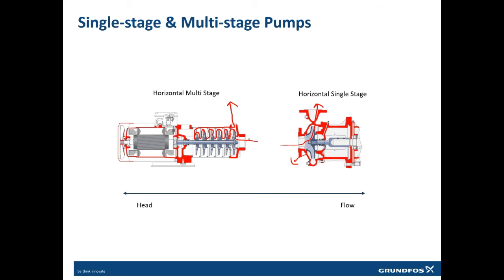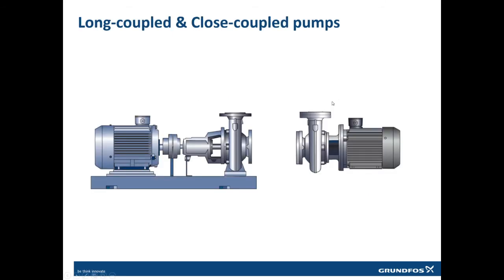But if you want to irrigate a very big land, your head required will be very low, because you just need to overcome the frictional losses. You don't need to overcome the geodetic, the height losses. So you will use single stage pumps. So this is where we use different pumps.